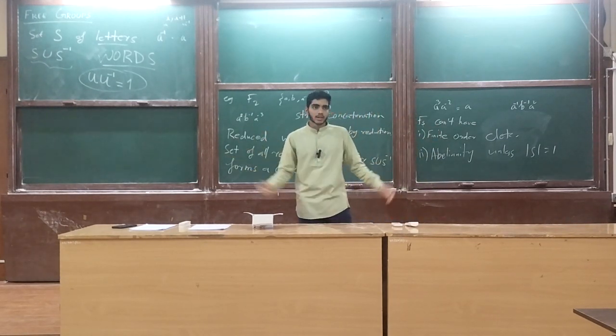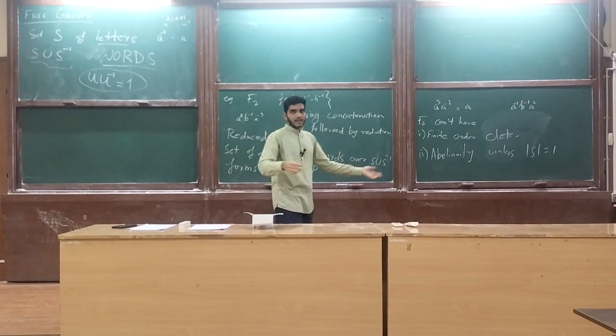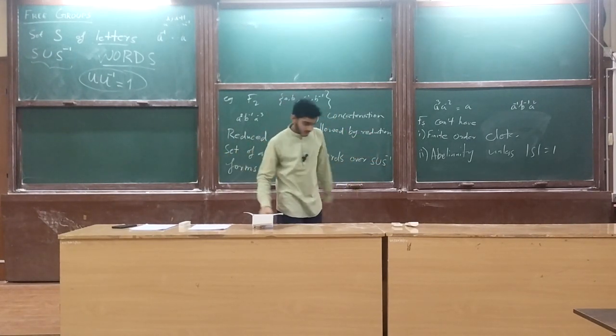So if you're just looking at a group and you find some element which has finite order, that's not a free group. If you're looking at a group and it has abelianity, unless it's Z, it's not free.